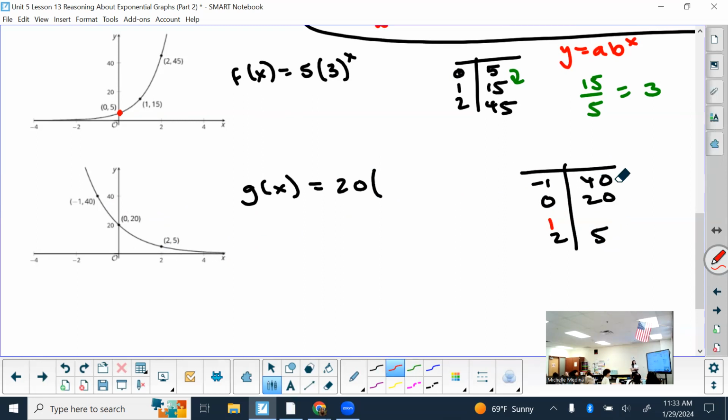But 40 times 0.5, is that 20? So half of 40 is 20. What's half of 20? And then what's half of 10? So that is the pattern. So yes, this can be 0.5 or 1/2 to the x power, because we're talking about exponential functions.